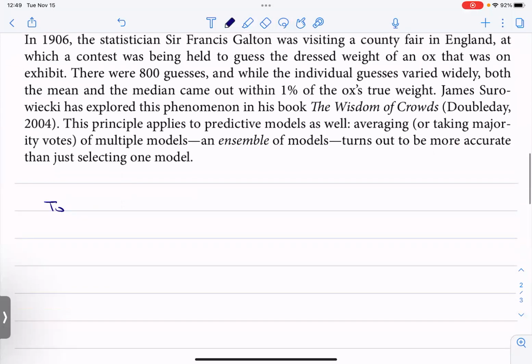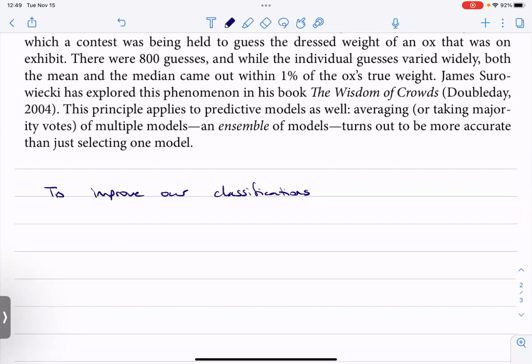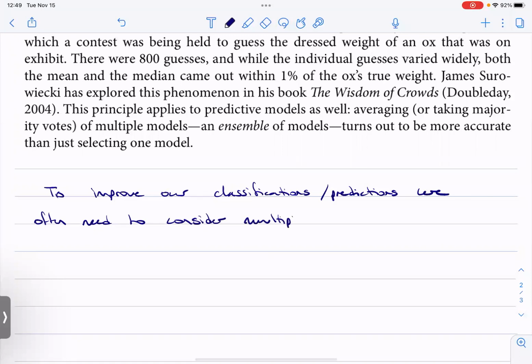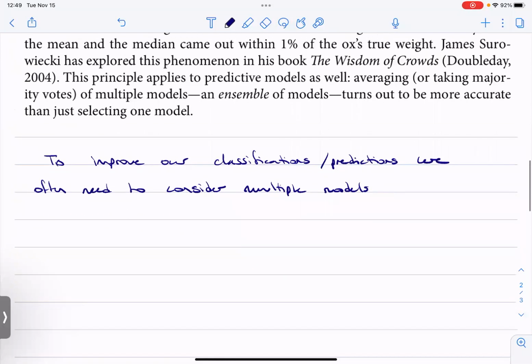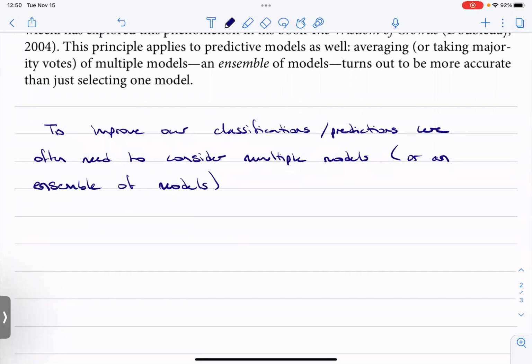So what we're going to say here is, to improve our classifications or predictions, but let's just focus on classifications, we often need to consider multiple models, or an ensemble of models, right? Multiple models ensembled together.